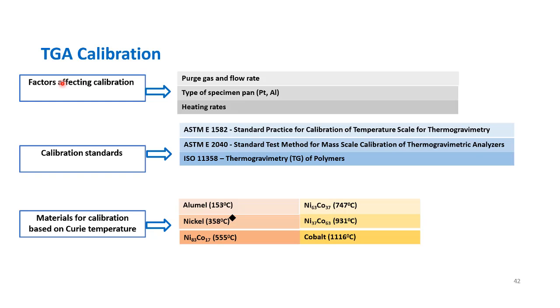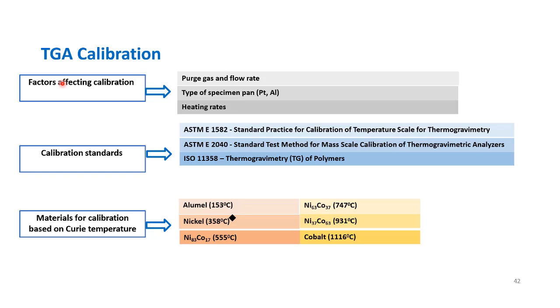Then the standards which are used for the calibration of TGA are ASTM E1582, that is the standard practice for calibration of temperature scale for thermogravimetry. Then ASTM E2040, that is the standard test method for mass scale calibration of thermogravimetric analyzers. And then we have ISO 11358, which is thermogravimetry of polymers. So any of these three can be used.